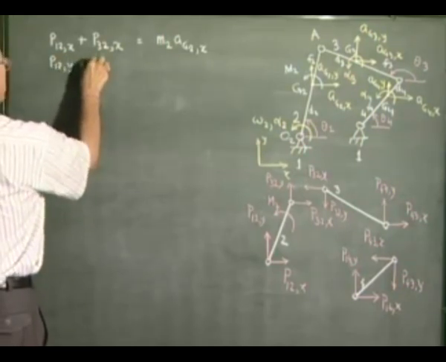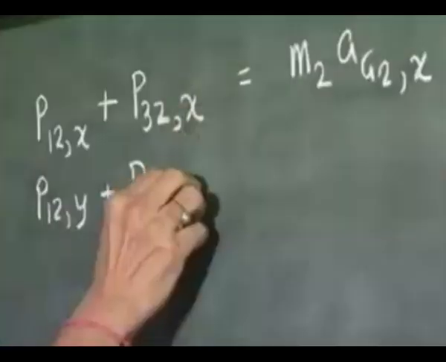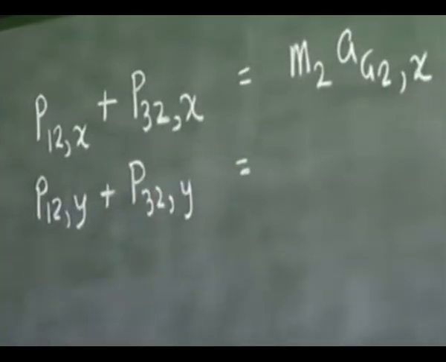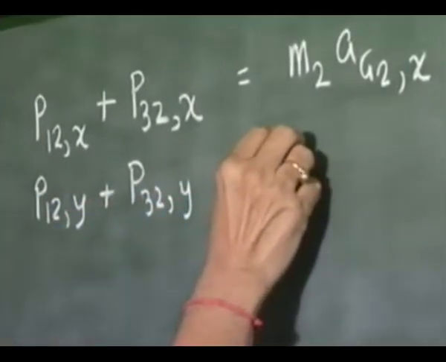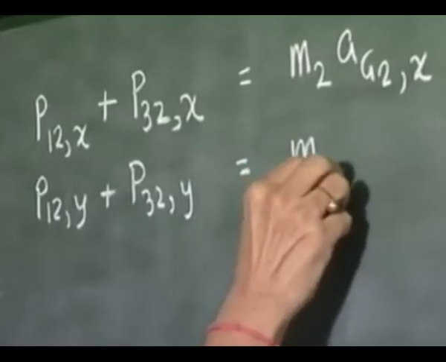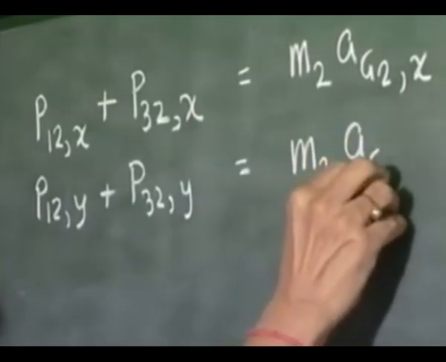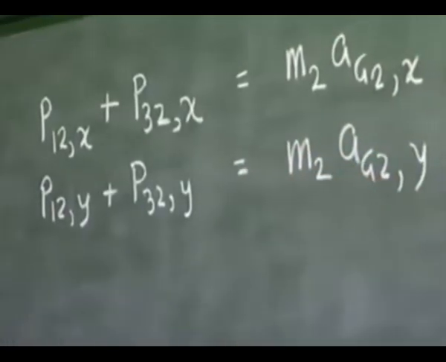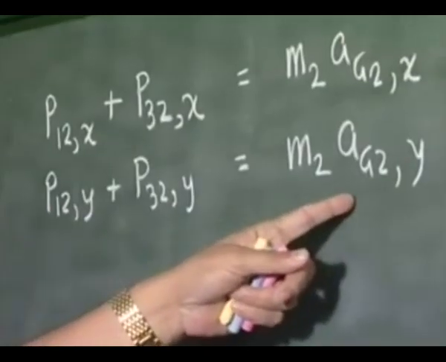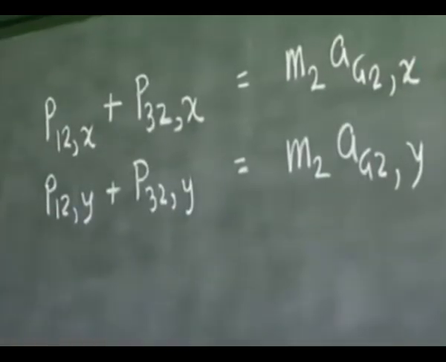In the y direction, the equation of motion will be P12y plus P32y, and that must be equal to the total force in the y direction given by the mass of the body into the acceleration of the center of mass in the y direction.